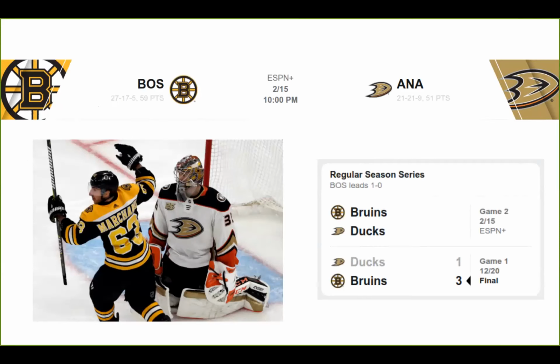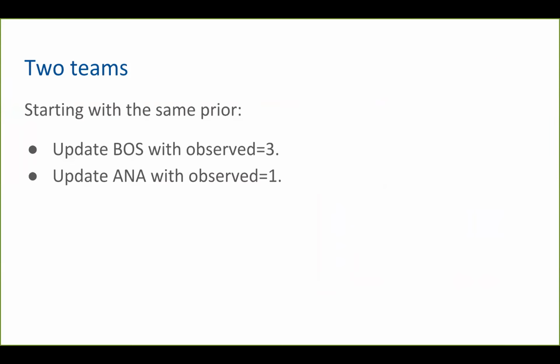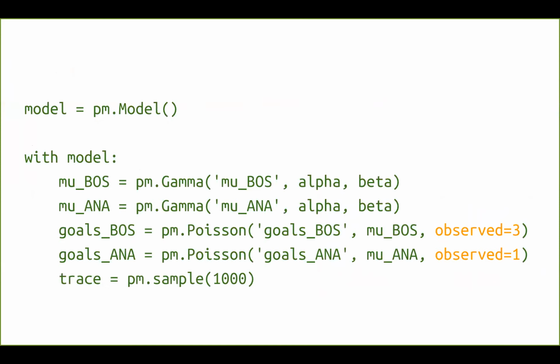Just to finish it off, I want to come back to the motivating question, which was to make a prediction for Friday's game. So I'm going to take that PyMC model and extend it to 2 teams. I'm going to estimate separate parameters for Boston and Anaheim, and 2 pieces of data. In this case, from the previous game, Boston scored 3 goals, Anaheim scored 1. Here's what that looks like in PyMC. I've got 2 values for mu, 1 for Boston, 1 for Anaheim, and 2 values for goals, again, 1 for Boston, 1 for Anaheim, with the observed data there. So observed equals 3, observed equals 1.